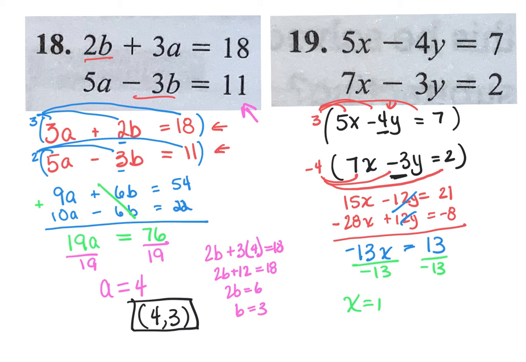And then I'm going to take it and plug it back into one of these, right? Doesn't matter which one. 5 times negative 1 minus 4y equals 7. Negative 5 minus 4y equals 7. Add my 5 over. Negative 4y equals 12. Divide by negative 4, y equals negative 3. So my answer here, that's a negative, is negative 1, negative 3.